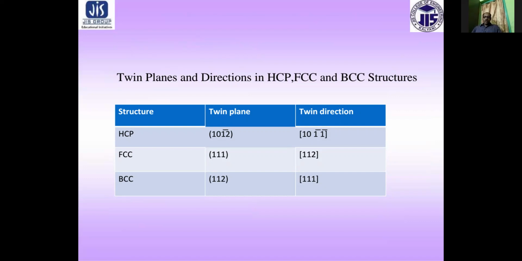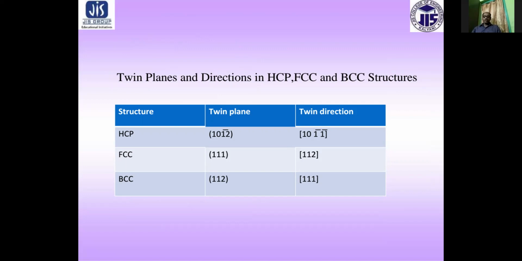Twinning which occurs by plastic deformation is called deformation twinning and is most common in HCP crystals. This also occurs in BCC structures at low temperature. This type of twinning particularly occurs under fast or shock loading conditions.